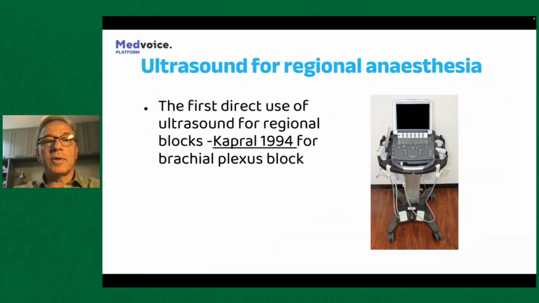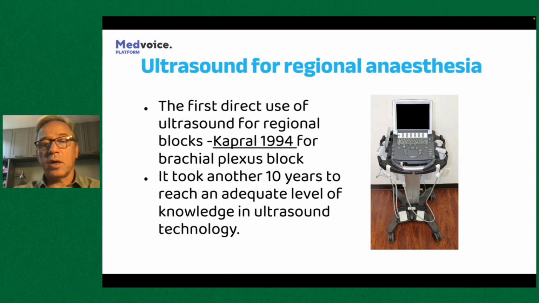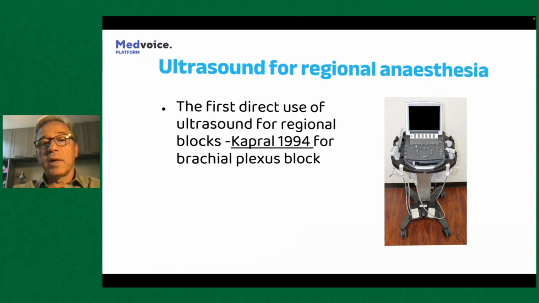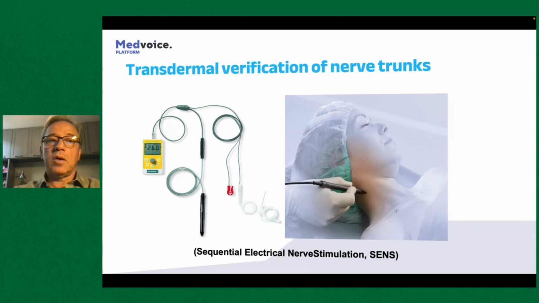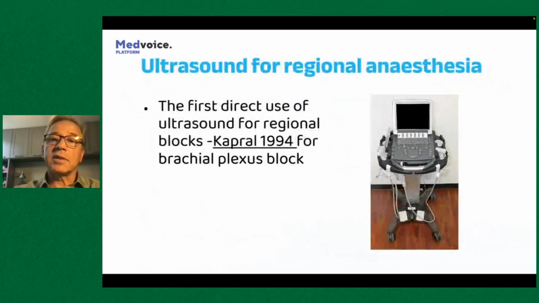So ultrasound was first introduced in 1994 for brachial plexus block, and then it took a long time to reach an adequate level of knowledge and ultrasound technology. Mind you, transdermal verification and neurostimulators are now advocated by a lot of regional anesthesia enthusiasts in combination with ultrasound, and in combination with special devices that measure the pressure at injection.